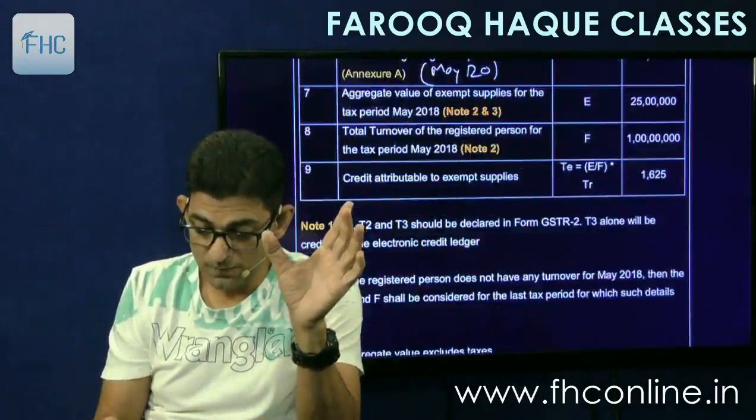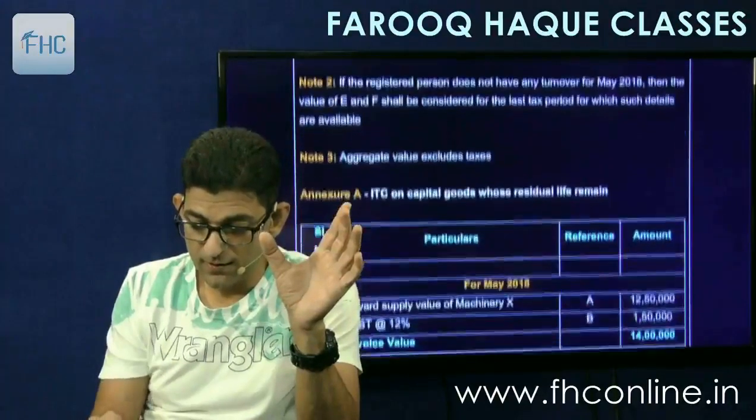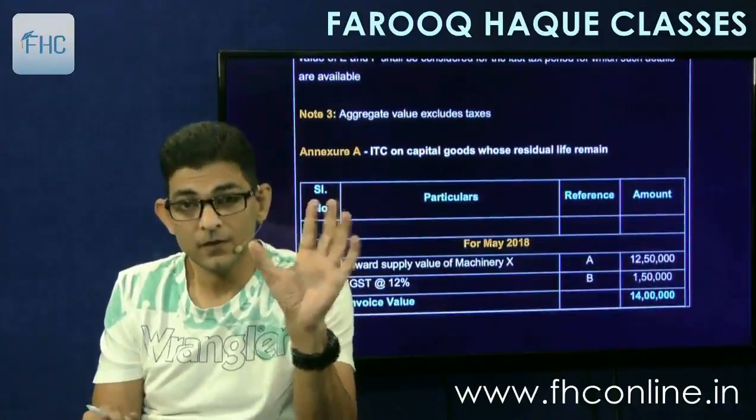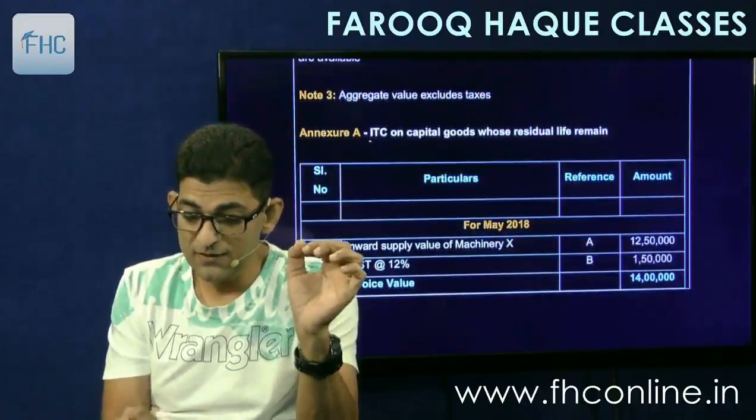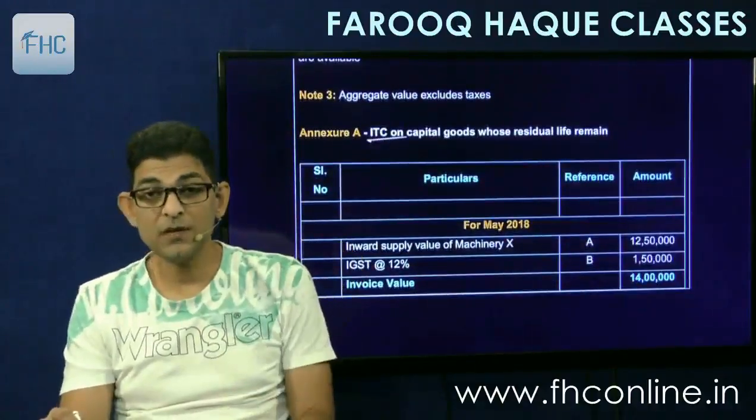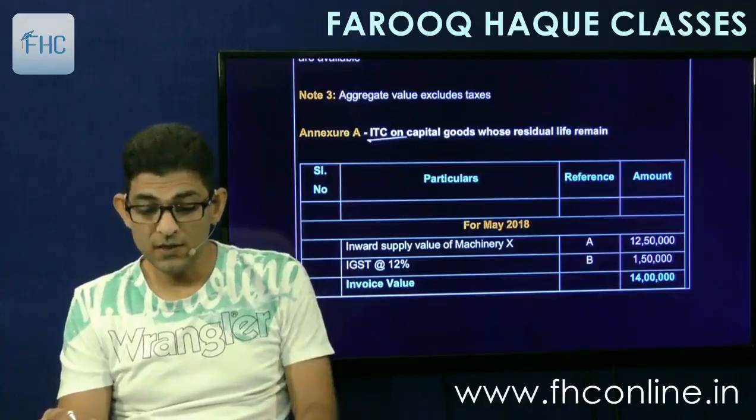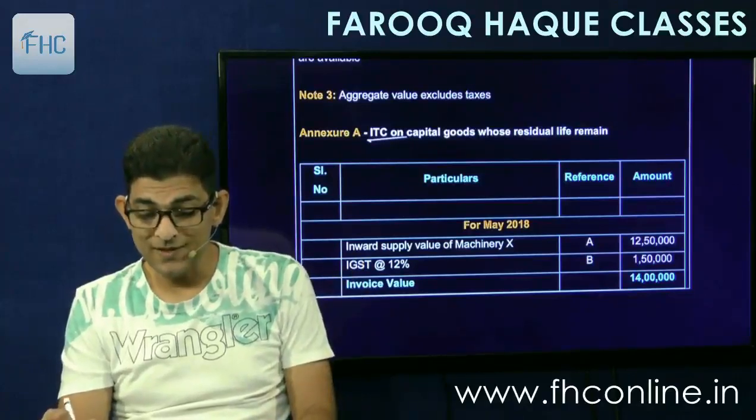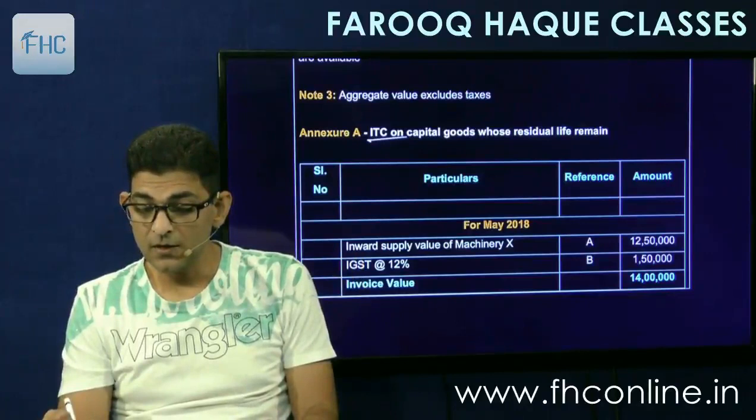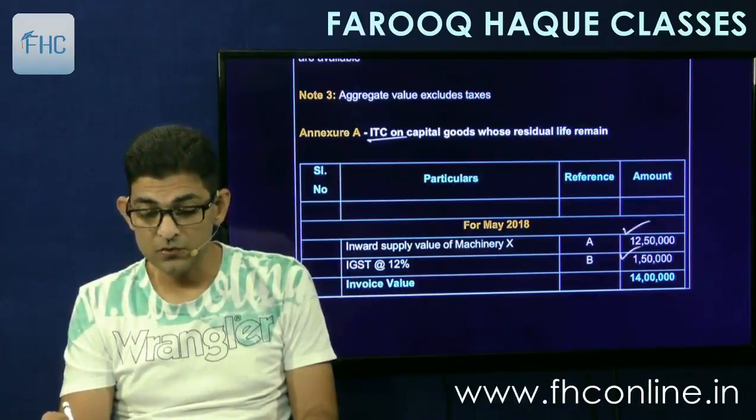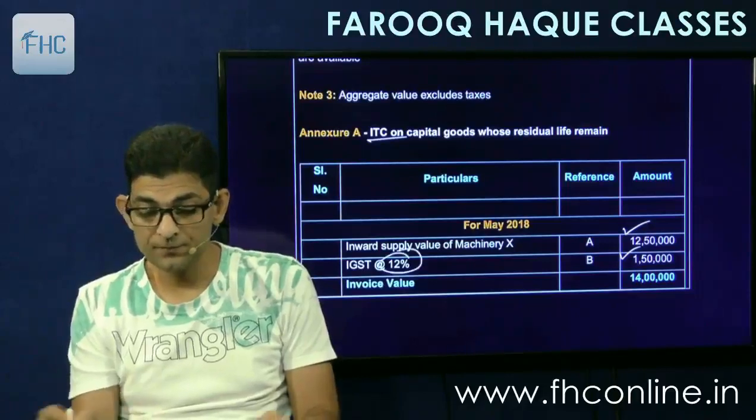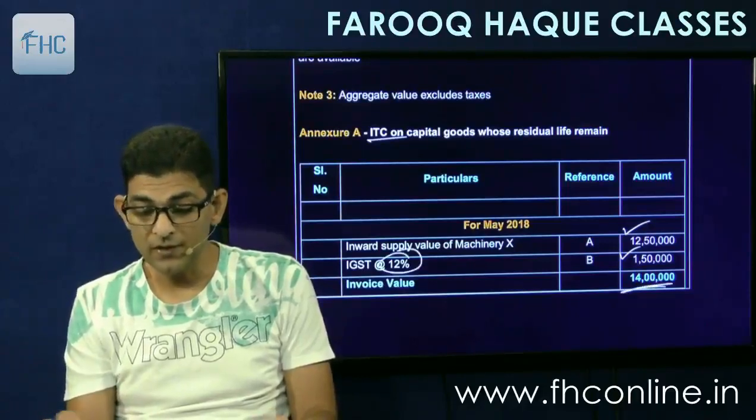Come down to annexure A. Here you will understand that. It's given ITC on capital goods whose residual life remains. One is inward supplies of machinery X, 12,50,000. GST paid thereon was 1,50,000 at the rate of 12%. Okay. Total invoice value was 14 lakh.